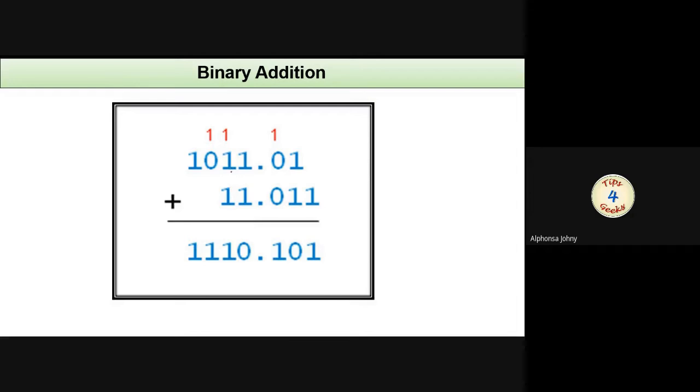Next, we will add these two ones. 1 plus 1 equal to 0 with a carry 1. That carry is represented over here. Then we need to add 0 plus 1. The answer is 1. Then there is 1 plus 0. With this bit position, we have to add 1 and 0. So 1 plus 0 is 1, and this 1 is copied down. So the answer is 1110.101.